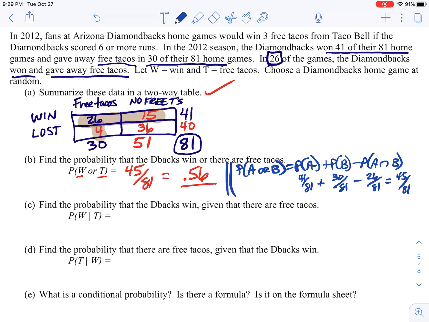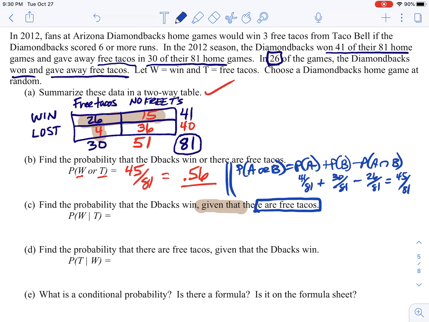All right, so now we get to something brand new, something I'm not sure you've seen before. And it's a phrase using "given that." We want to find the probability that they win given that they are giving away free tacos. This is what's called a conditional probability because we have to, first of all, focus our attention just on the free taco column. We're only interested in the free taco column. So we want to just focus on that first column of 26, 4, and 30.